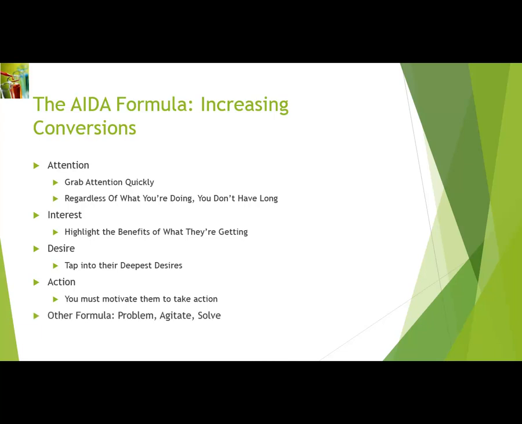Now, you can use other formulas that work alongside of it. One is called problem, agitate, solve. In other words, you find a problem that people are desperate to solve, and then you agitate that problem. You tell them, this is what life is going to be like if it gets worse, and you describe in excruciating detail how the problem is going to get worse if they don't do anything to solve it. And then you provide them the solution. Problem, agitate, solve is another way to approach this aspect of increasing your conversions.